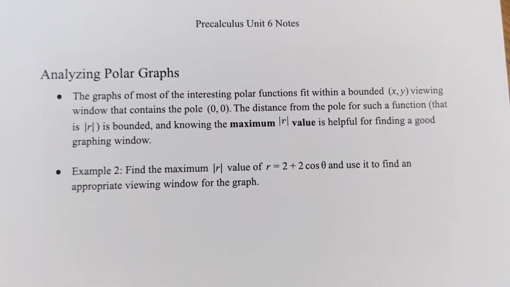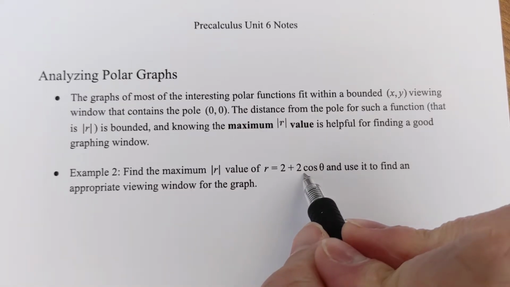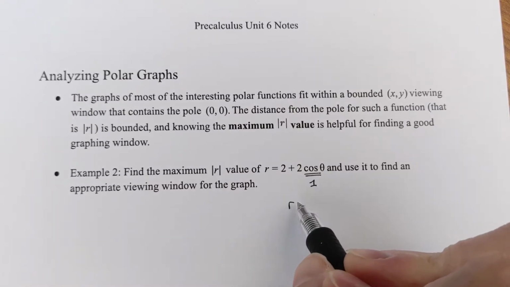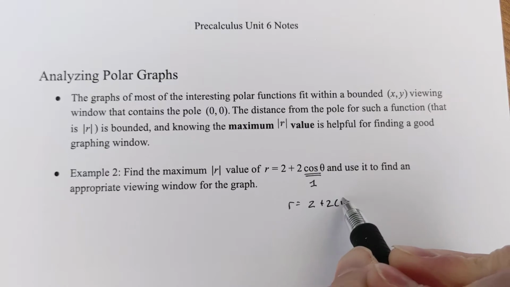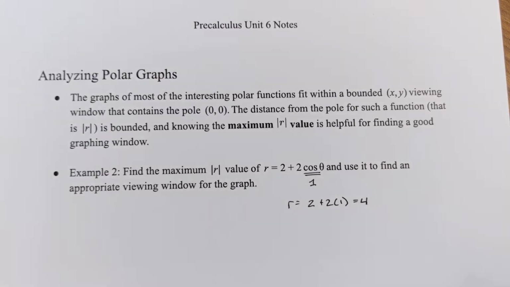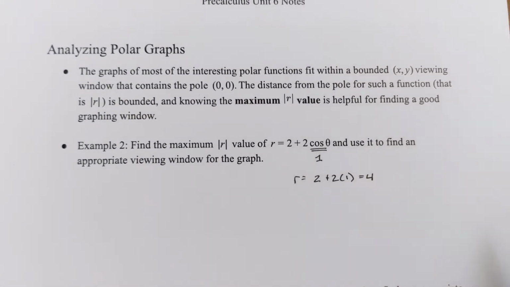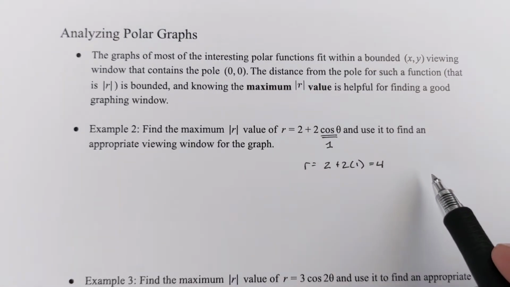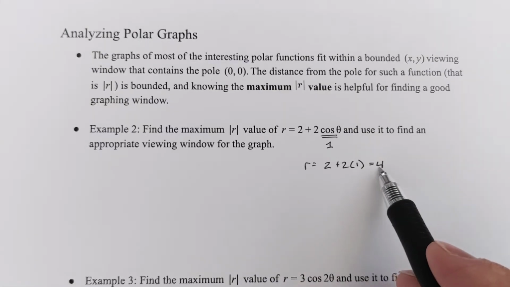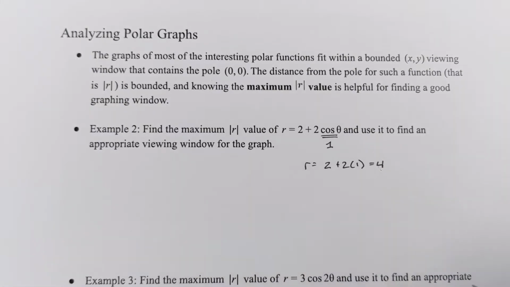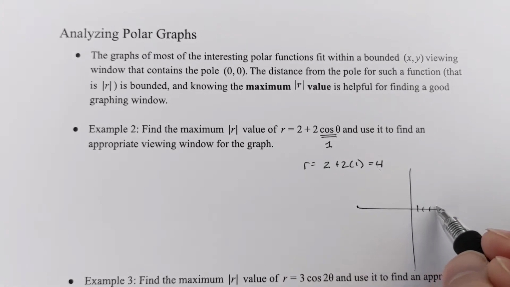If you want to find the maximum value, you essentially let the trig function take its largest value. In this case, the largest value that cosine can be is 1. So r would be at most 4. So 4 by 4 would be the best, 8 by 8, because you have to go out 4 units. So that's 4 units right and 4 units left.